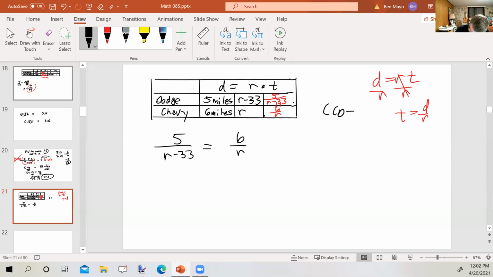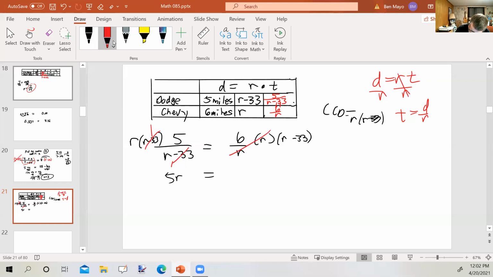The LCD is going to be R times R minus 33. So R times R minus 33, R times R minus 33. On the left side, we'll reduce out the R minus 33s and have 5R. On the right side, we'll reduce out the R's and have 6R minus 198. All right. Yes. I was writing, sorry. No, that's fine. I'm just waiting for you.